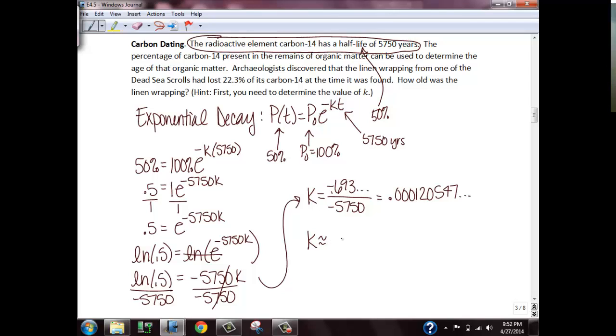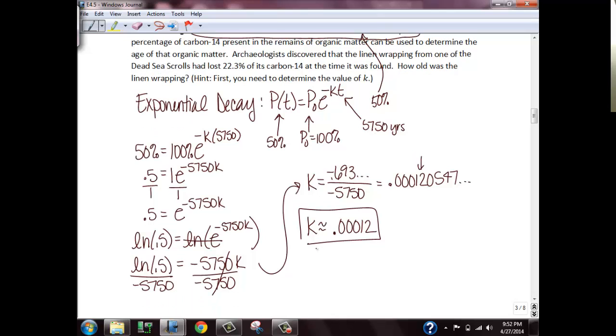In my math lab, it will tell you exactly how many decimal places to keep of k. But for this example, I'm just going to round it to the 5th decimal place because the next one's a 0 and it's a good cutoff point. So I'm going to say k is approximately 0.00012.